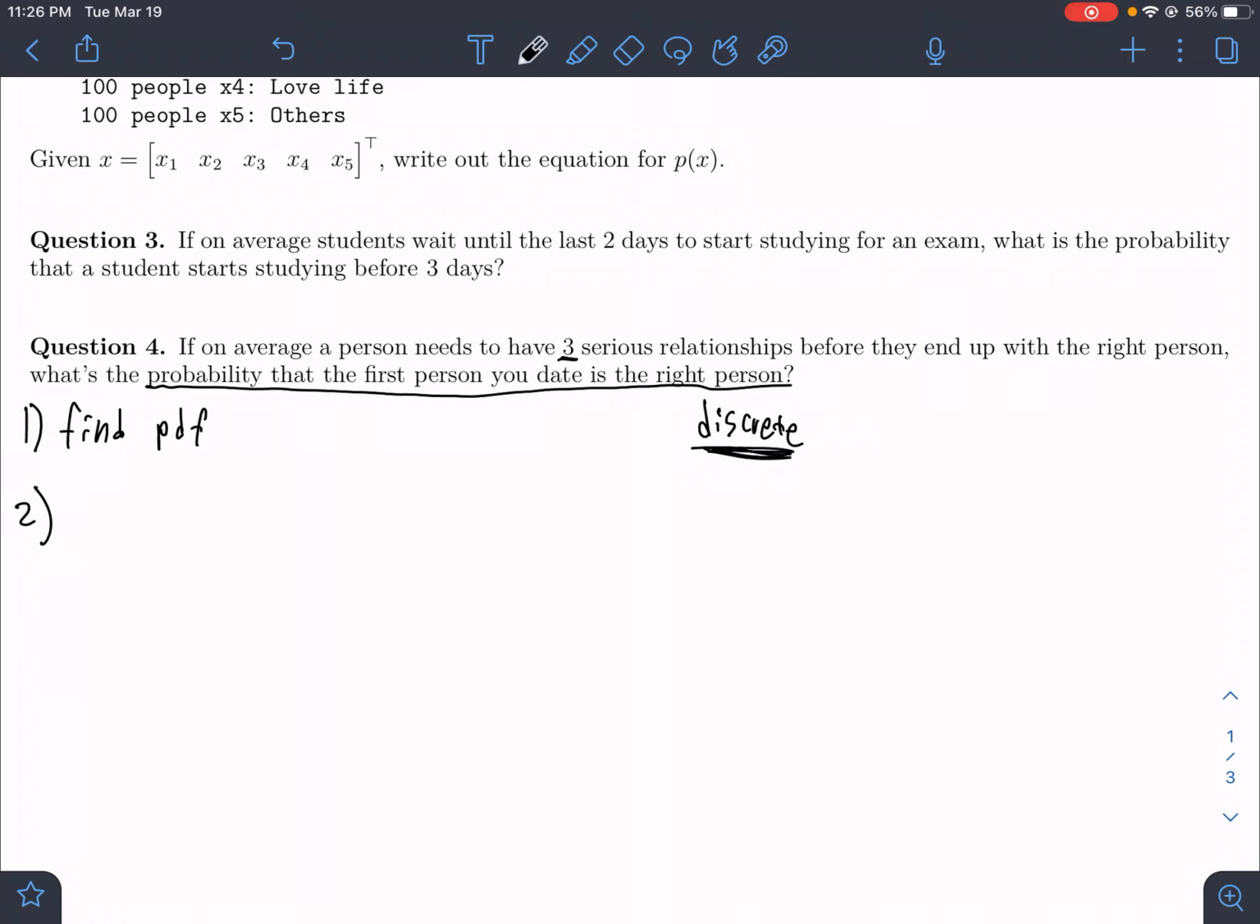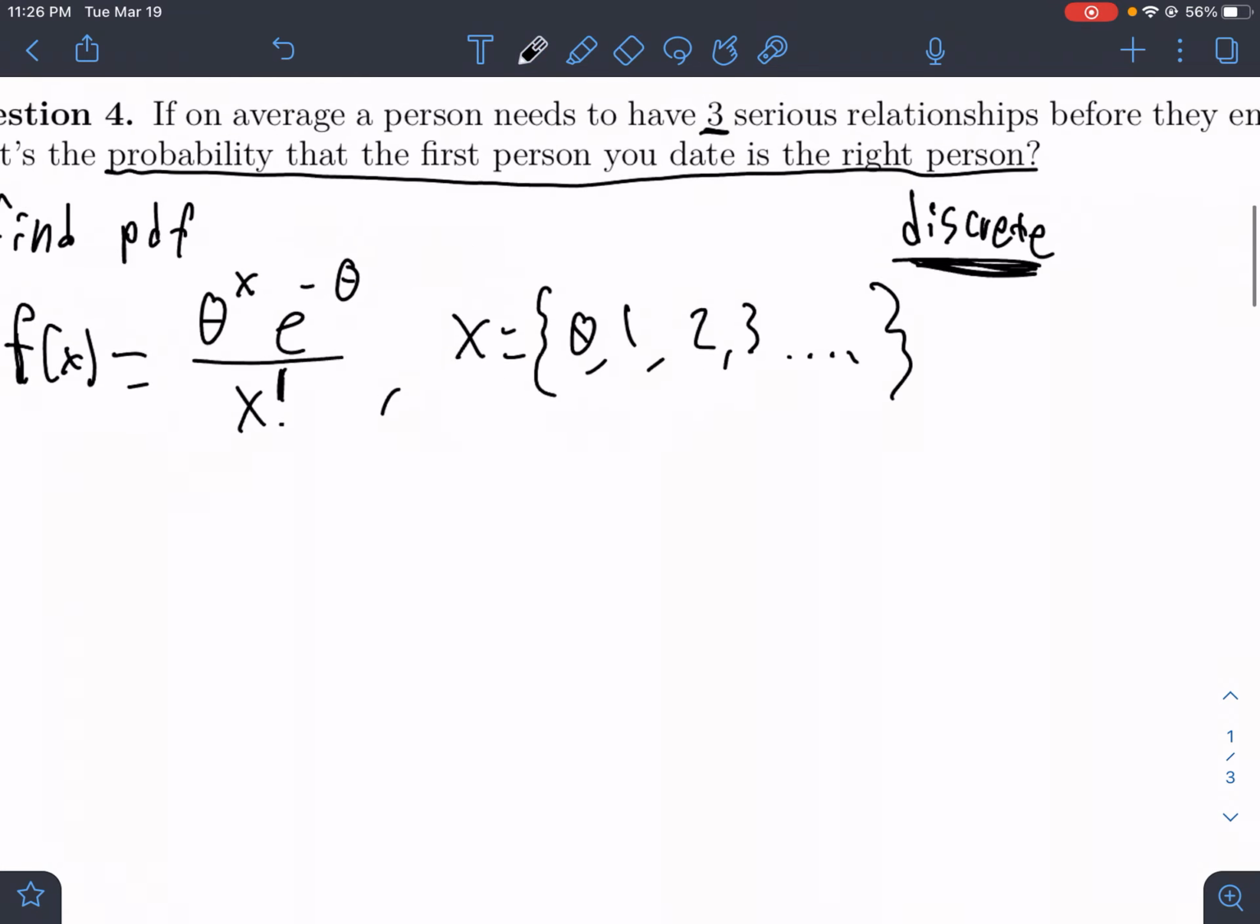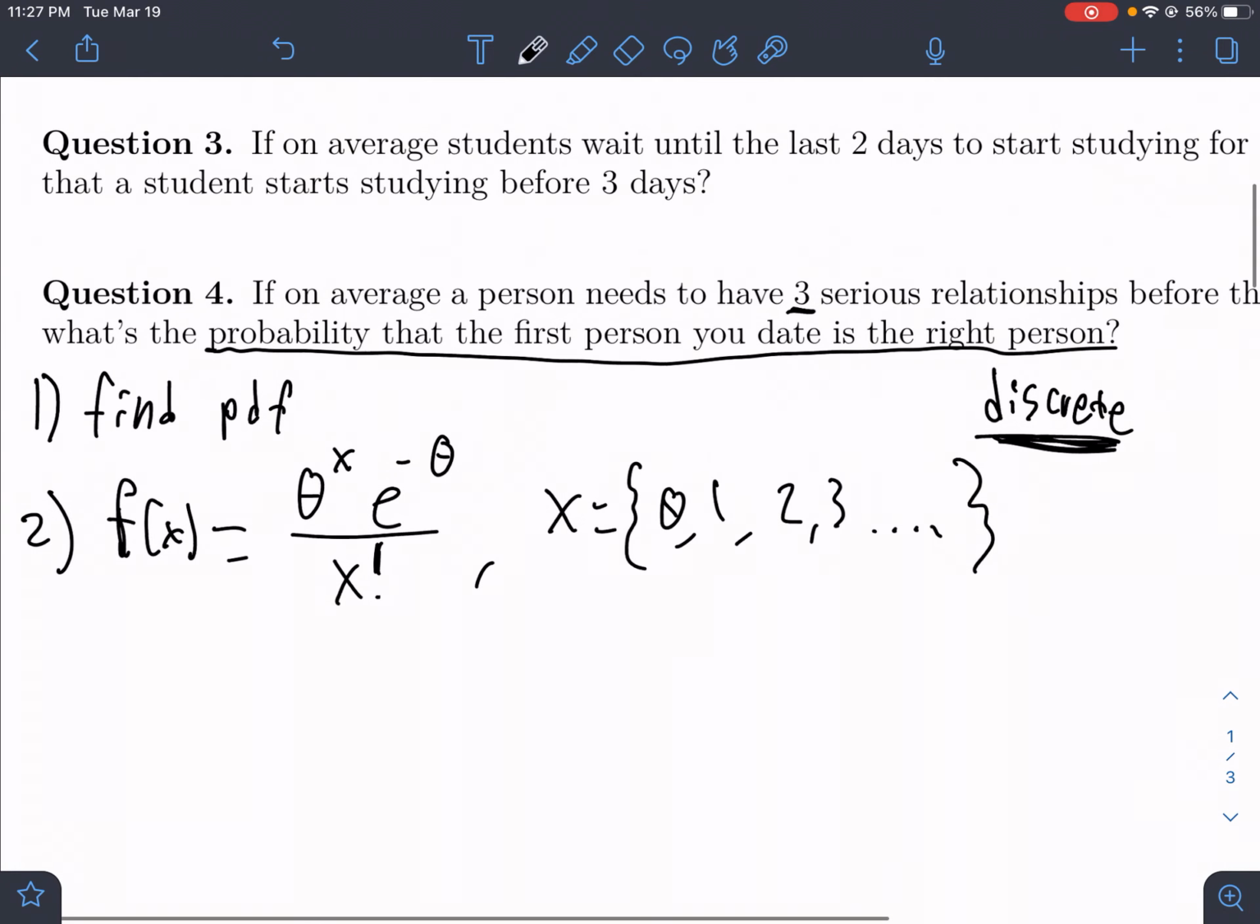So the Poisson is f of x equals theta to the x, e to the negative theta, over x factorial, right? And this is for x equals, and we're going to have our samples, so it's going to be 1, 2, 3, right? Or actually, I think this starts at 0, right? Okay, so now all we need to do is find the probability that the first person you date is the right person.